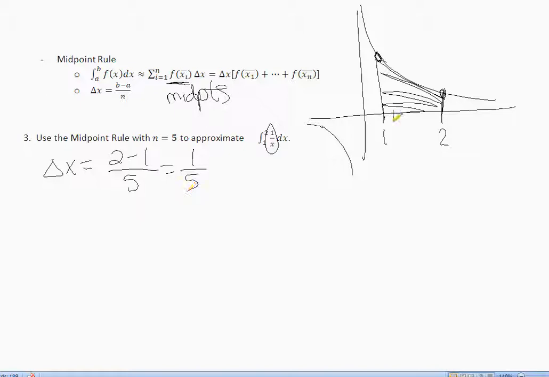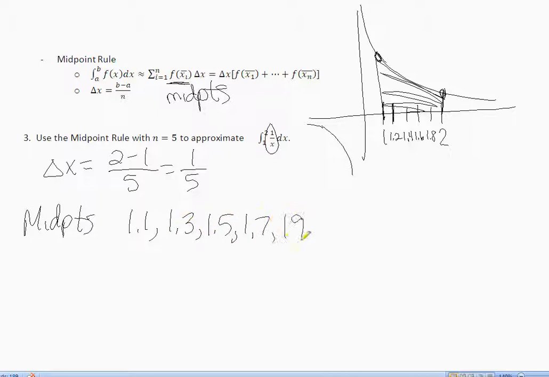So that means over here I'd have 1.2, 1.4, 1.6, and 1.8. Those would be my rectangles. Now, if I'm using midpoints, what are the actual midpoints of your rectangles? Here's delta x, the width. The midpoint would be 1.1, 1.3, 1.5, 1.7, and 1.9. Those would be the x values of the heights of the rectangles that I'm using.